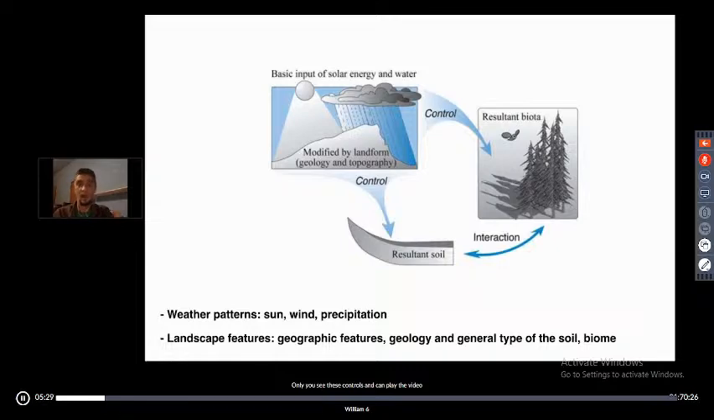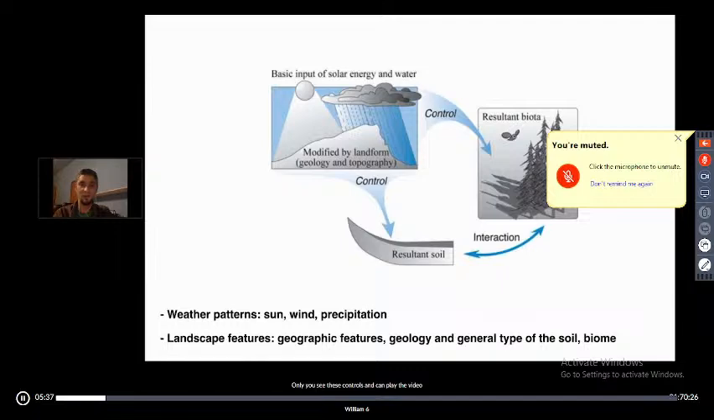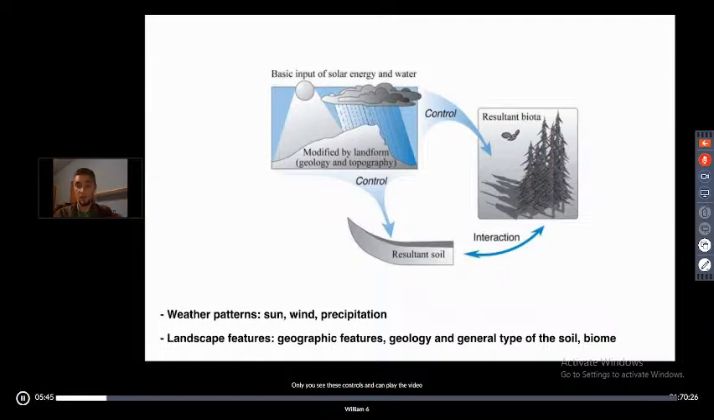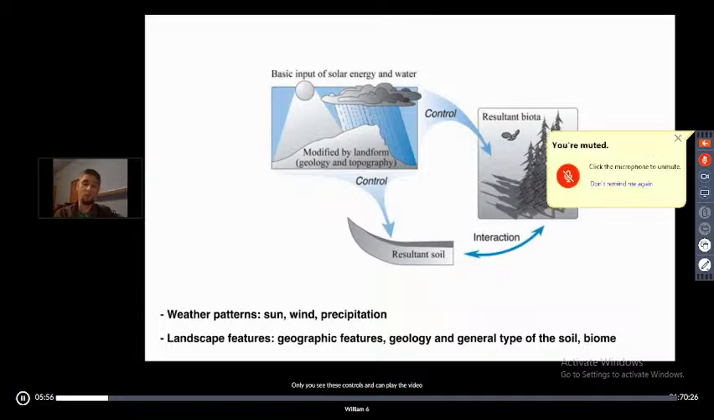Actually, it comes from the climate. So the climate, weather, actually the sun, then the climate, and the weather as an expression of difference between the energy that the sun is giving to the earth. So we're going to consider weather patterns, sun, wind, and precipitation, and also the landscape features as I defined them last time. That would be geographic features, or you can call that topography. Then geology, type of the soil, and biome. And this image actually encompasses everything that I'll be talking about and their interaction.